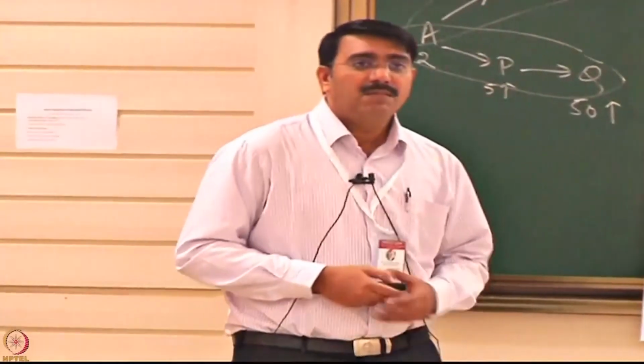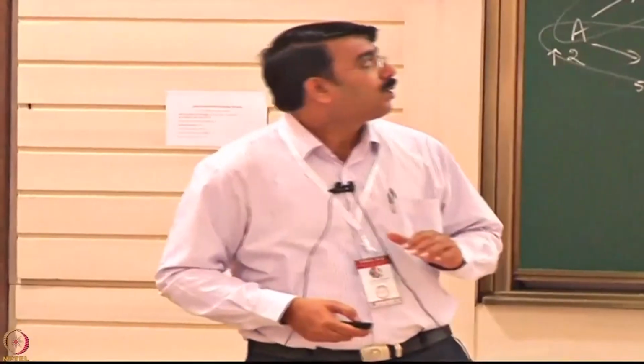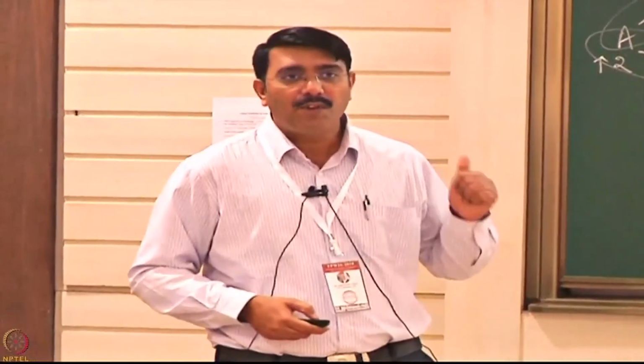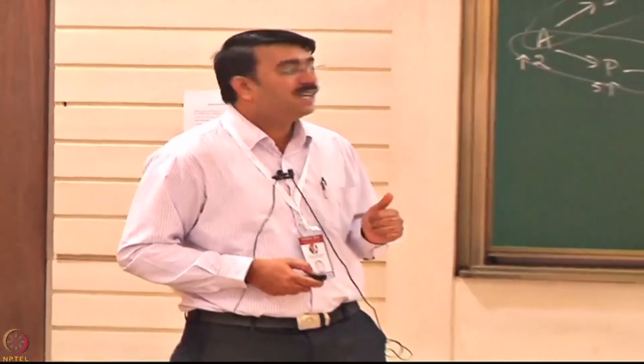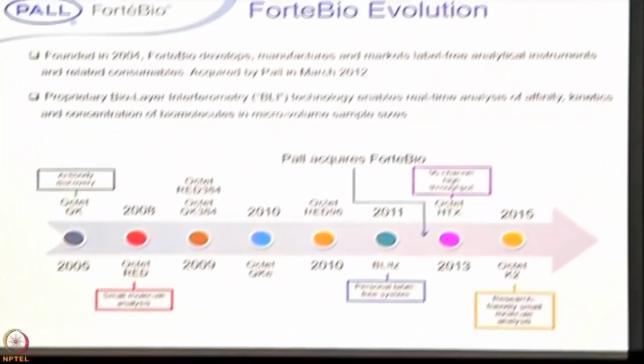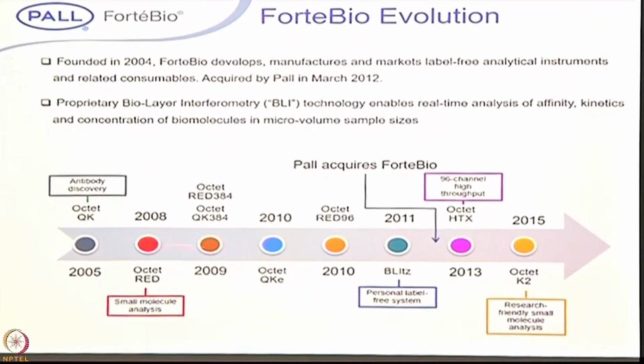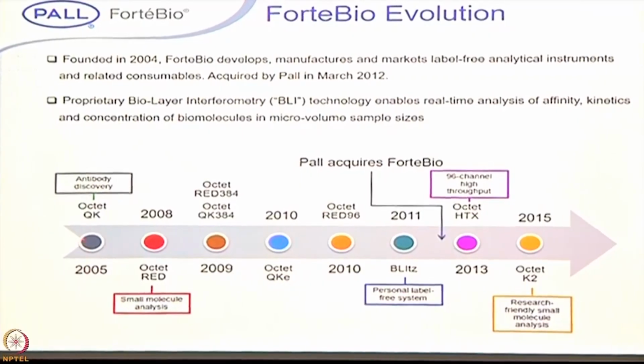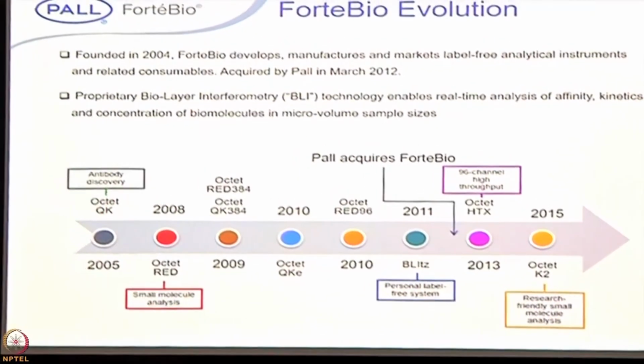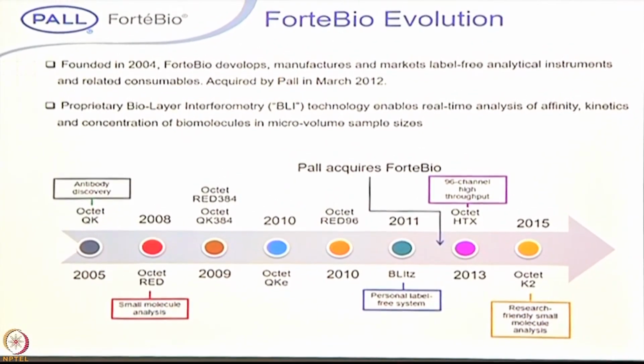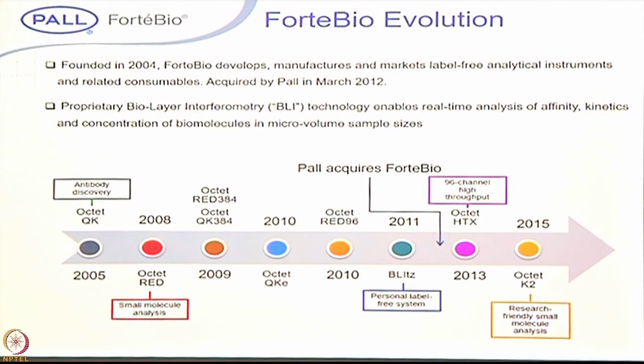So when it comes to the BLI technology, I'm going to talk on this. ForteBio is the parent company. They invented this technology from 2003 onwards, and the first system came into the market in 2005. They call it Octet QK, and over a period of years, different instruments have come into the market based on the throughput and all that.